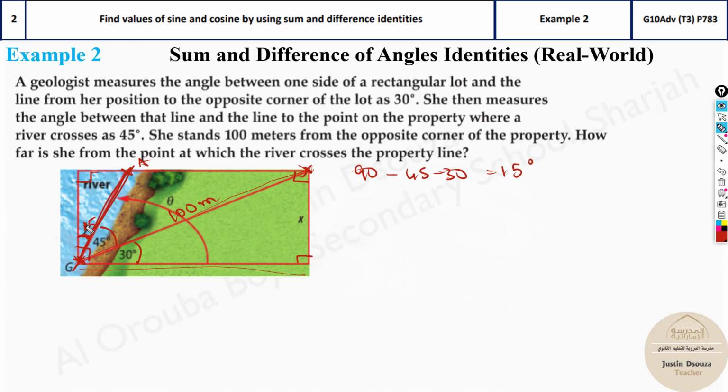So what do we need over here? We know this angle is 15. We need this hypotenuse. So the unknown value x is already mentioned. I'll put y over here. Now, can we find this length? We can find x because I know this angle is 30. I know the hypotenuse is 100.